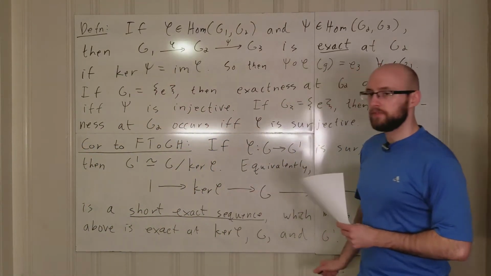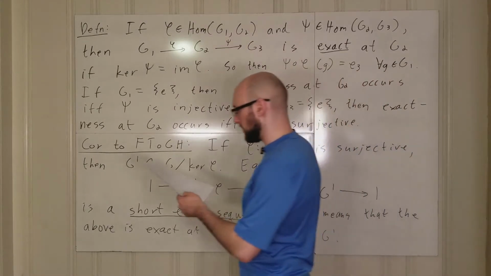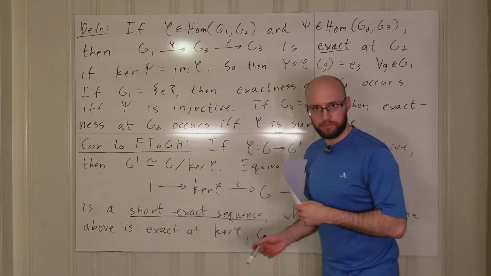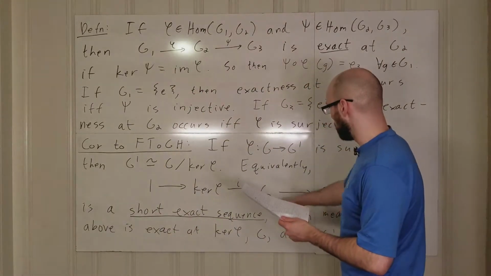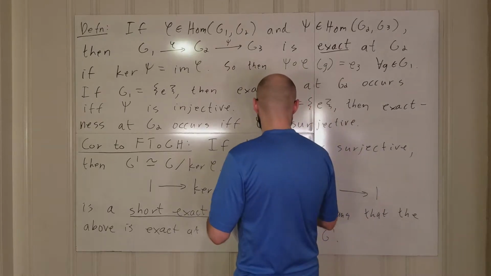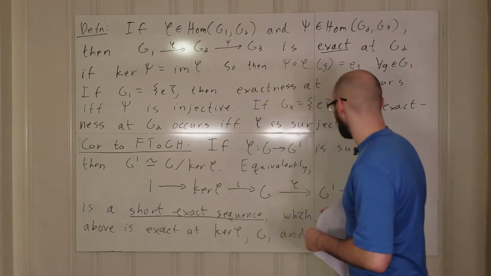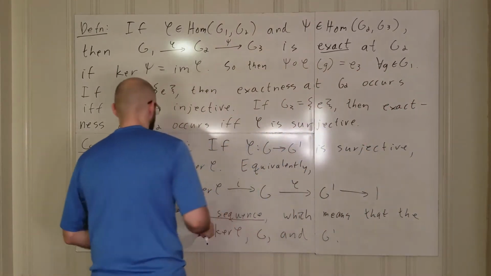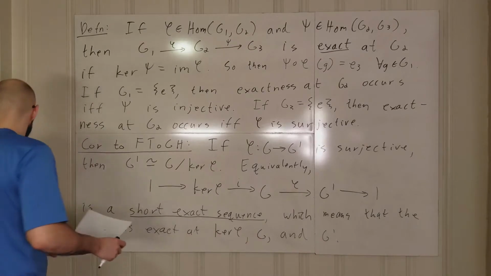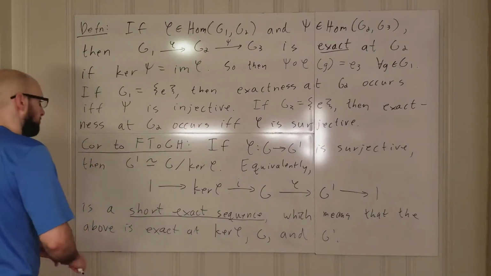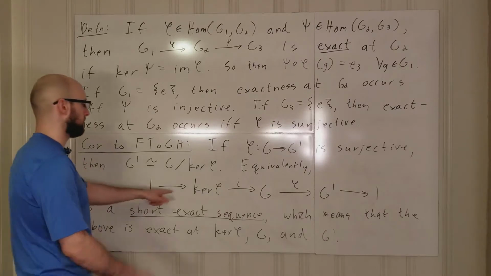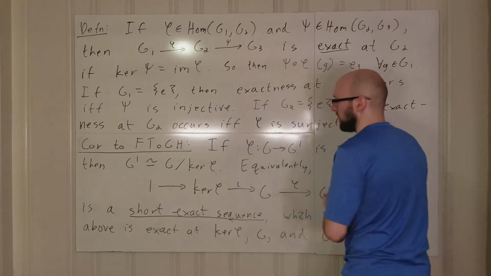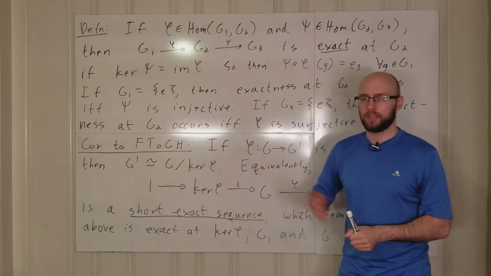This map from the kernel of phi to G is going to be given by inclusion, because the kernel of phi is a subgroup of G. If we go from G to G prime, that's just our map, our homomorphism phi. And then of course, G prime going to 1, that's just going to send everything to the identity element. So let's see here. You can go ahead and prove that this is equivalent to phi being surjective and just thus giving us this isomorphism.